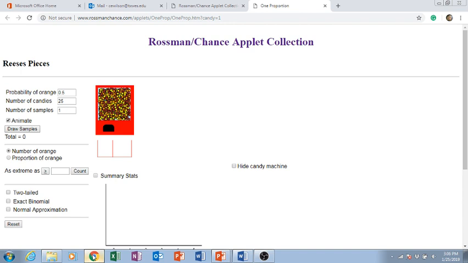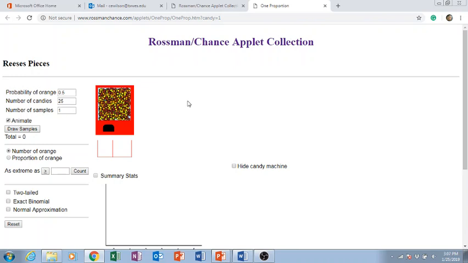using this Rossmann Chance applet. Now in class we do this activity with actual Reese's Pieces. Of course I can't do that with you guys over the web, so let me kind of explain this a little bit. Think about a bag of Reese's Pieces candy. What color candies are in that bag? You have orange, yellow, and brown.